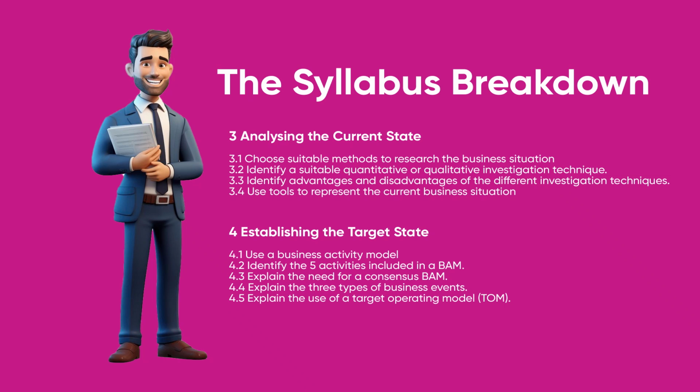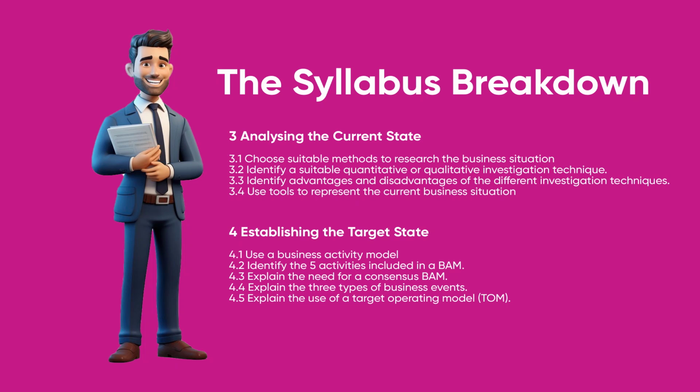Finally, you'll use tools to represent the current business situation, like process maps or flowcharts, to show exactly where the company is today. 4. Establishing the target state. Once you know where a business is, the next step is figuring out where it wants to go. Here, we'll focus on the business activity model, BAM, which breaks things down into 5 key activities. For instance, if we look at a coffee shop, the 5 activities might include sourcing beans, making drinks, marketing, customer service, and financial management. We'll also explore the idea of a consensus BAM. This just means getting everyone to agree on what activities are most important to focus on.